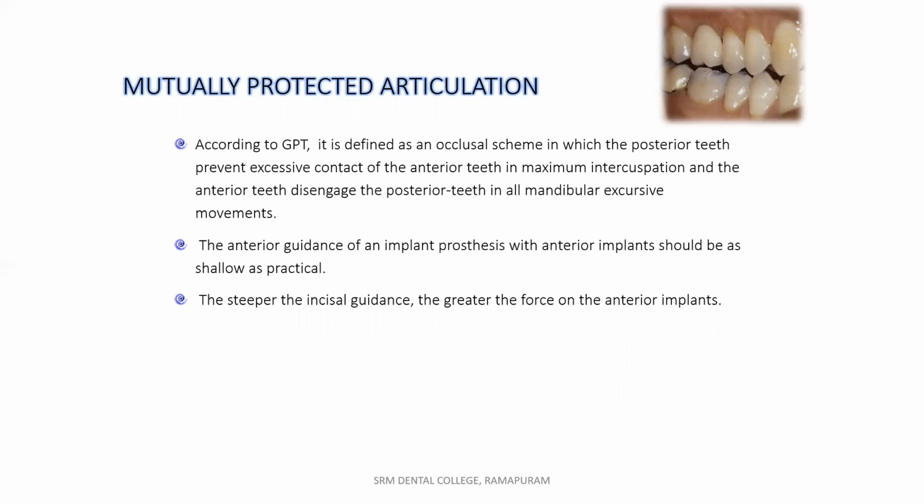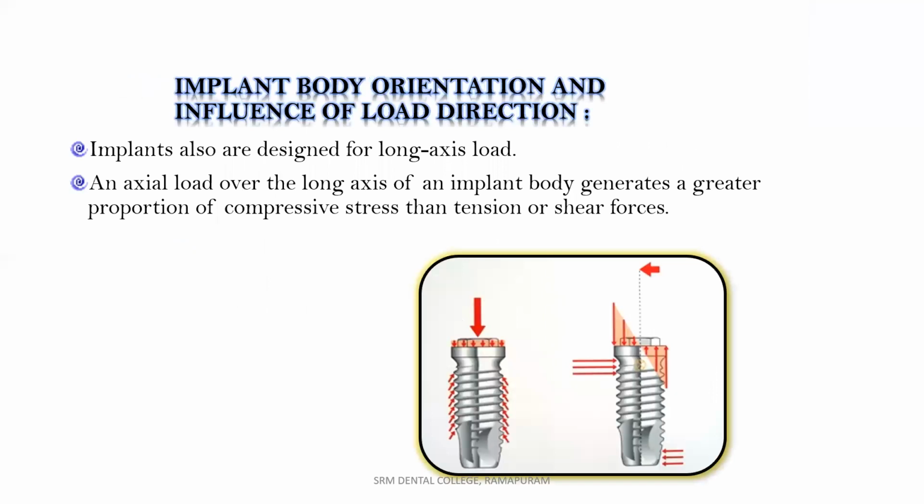Mutually protected articulation. What is it? It is an occlusal scheme in which the posterior teeth prevent excessive contact of the anterior teeth in maximum intercuspation, and the anterior teeth will disengage the posterior teeth in all mandibular excursive movements. The anterior guidance of an implant prosthesis with anterior implants should be as shallow as practical. The steeper the guidance, the greater the force on the anterior implants.